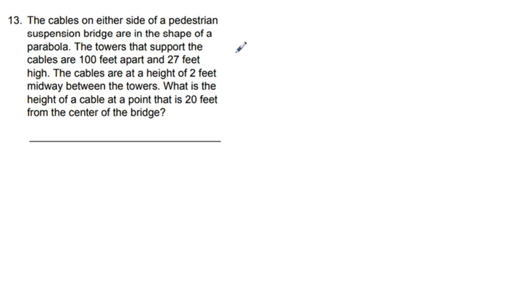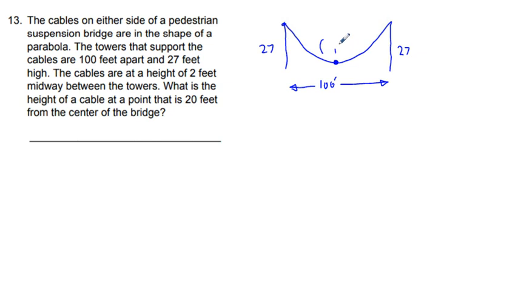Cables on either side of a pedestrian assistance bridge are in the shape of a parabola. The towers that support the cables are 100 feet apart and 27 feet high. So we create one tower 27 feet high, and a second tower that is also 27 feet high, and these towers are 100 feet apart. Then we have a cable that is suspended, comes down like this and goes up in the shape of a parabola. We know that the cables are a height of 2 feet midway between the towers. So right here, between the towers, we have a cable height that is 2 feet off the ground.